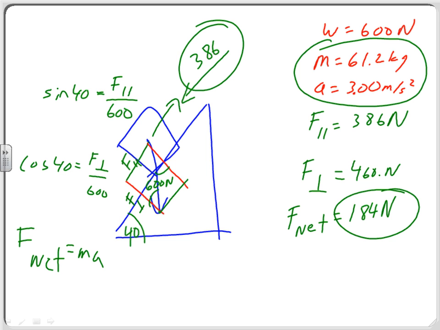We have 202 newtons of friction acting up the plane, 386 newtons of parallel force acting down the plane. Those add together to be the 184 newtons of net force. And the last part of the problem is to find the coefficient of friction. I want to make some space to do that over here.